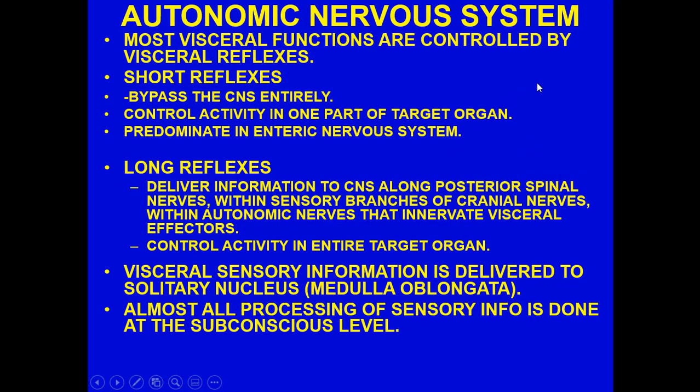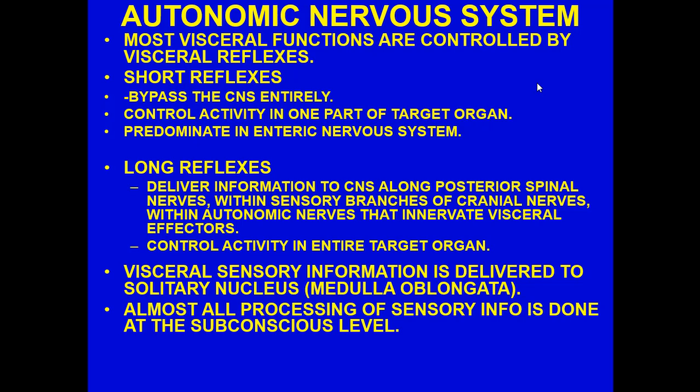Most visceral functions are controlled by visceral reflexes. If you have a short reflex, they may bypass the CNS entirely. They control activity in one part of the target organ, and they predominate in the enteric nervous system. So going over that, it's short, it doesn't have to have the CNS involved, and it only affects one part of the target organ. You see a lot of it in the ENS.